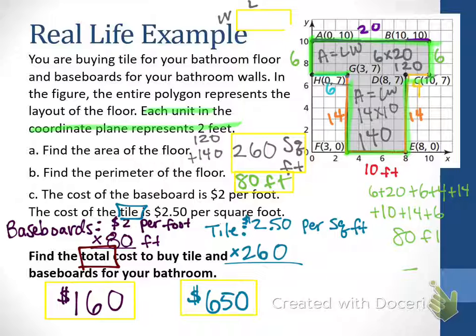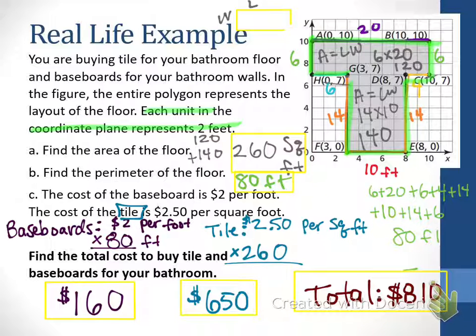All right, find the total cost to buy tile and baseboards for your bathroom. So how do I find the total? Add them together. So the total is $810. Proud you did that without a calculator.